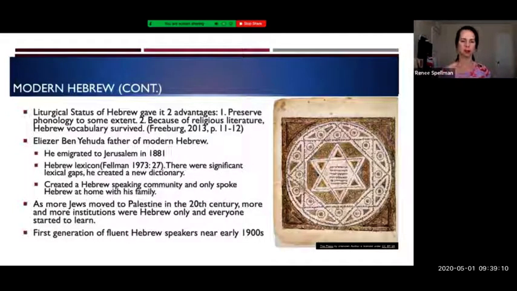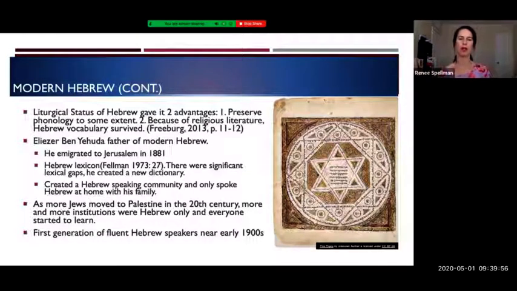Because Hebrew was a liturgical language, that actually helped it to stay alive and stay strong throughout all the years. So that gave it two advantages. Firstly, it preserved its phonology to some extent. There's actually a community now in the West Bank near Nablus, called the Samaritans, and they are believed to still read Hebrew, the Old Testament and the Torah in the original pronunciation, because that community has always been there, even when Jews were dispersed throughout the world.